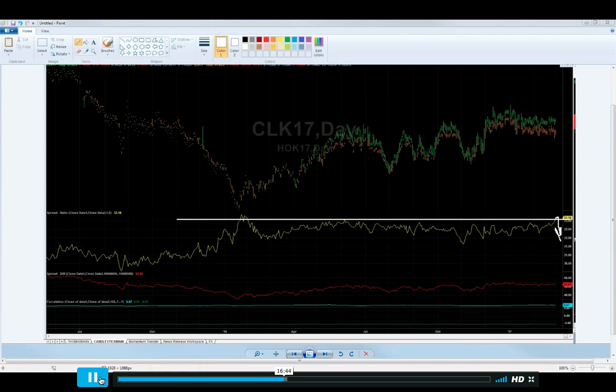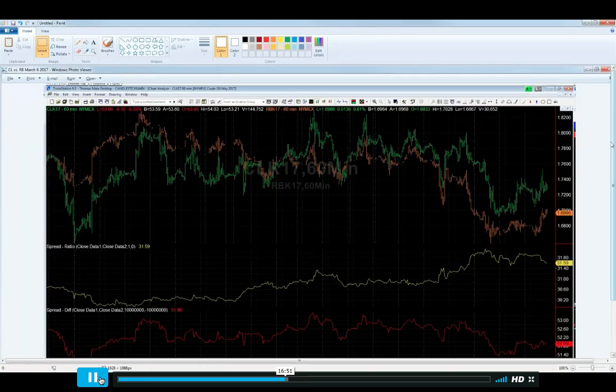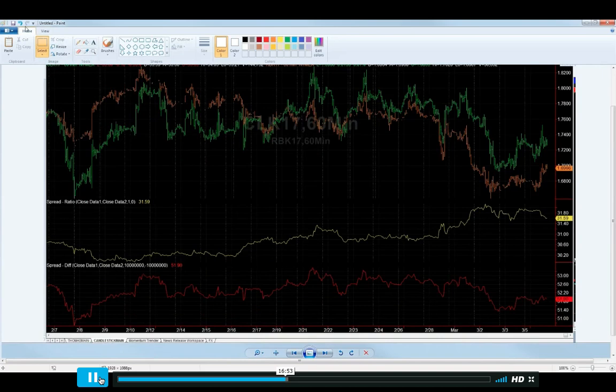March 6th, crude oil versus RBOB. So in this case, once again, not a bad setup. We had gone all the way up to an extreme. We had bounced off of the extreme on the spread ratio. We were then selling off from it. RBOB was lagging behind crude oil quite a bit. Went short crude, long RBOB.